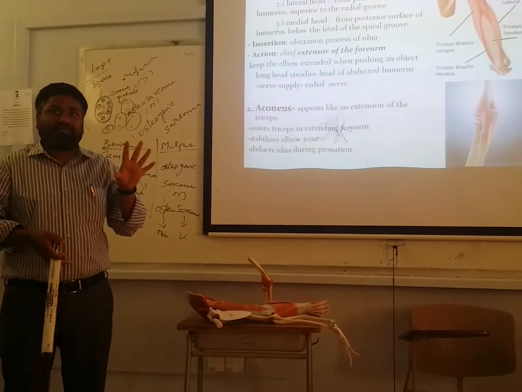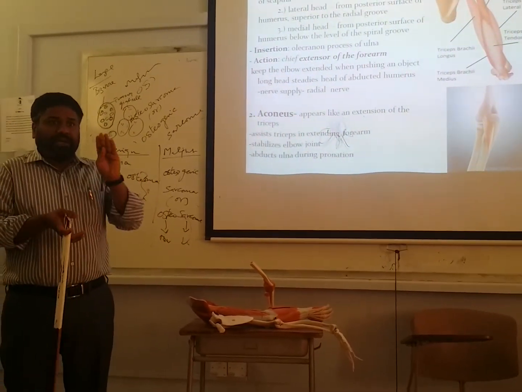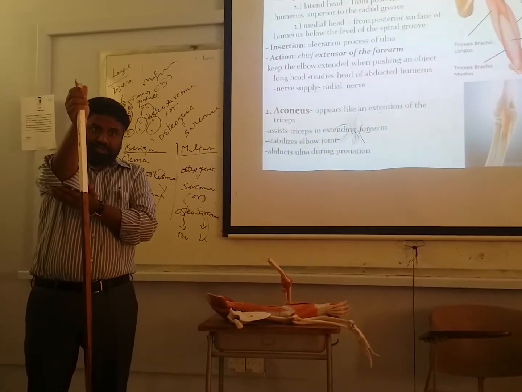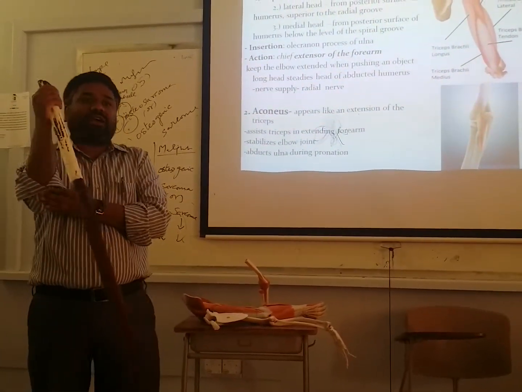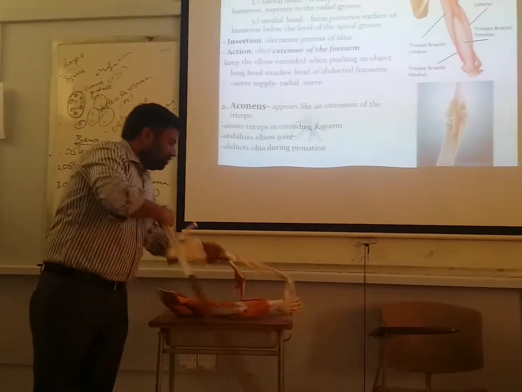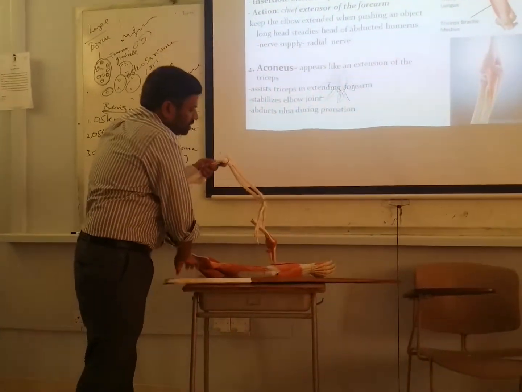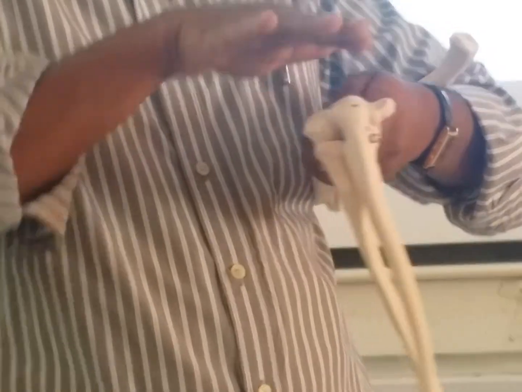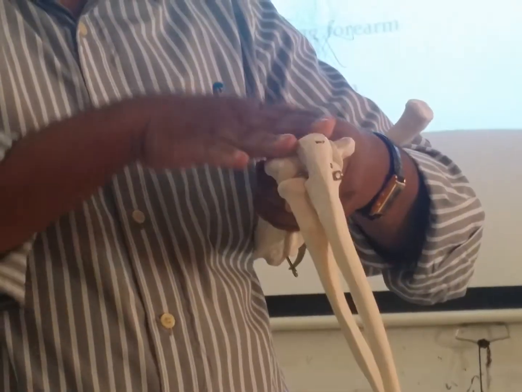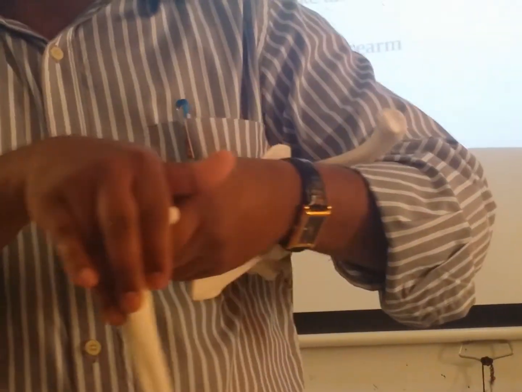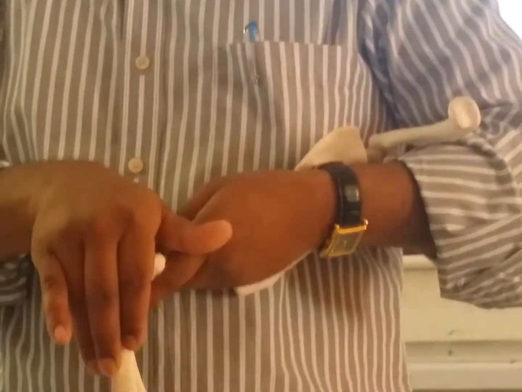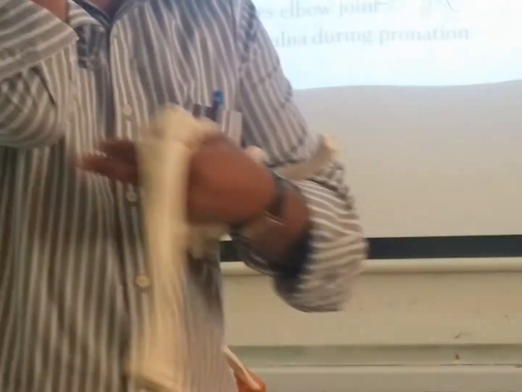They all fuse and form a big tendon which crosses the posterior surface of the elbow, and goes to the olecranon process of the ulna. Okay, it goes to the olecranon process and is inserted here, crossing the elbow joint, on the posterior side. Am I clear? So this is about the attachment of the triceps. So it is crossing posterior.